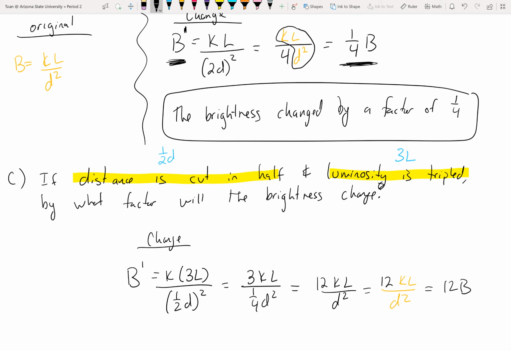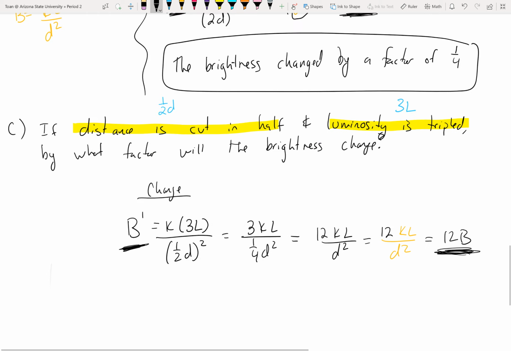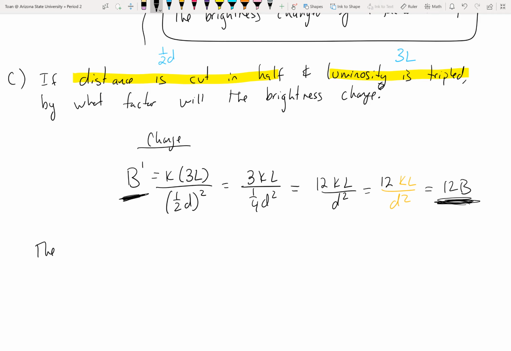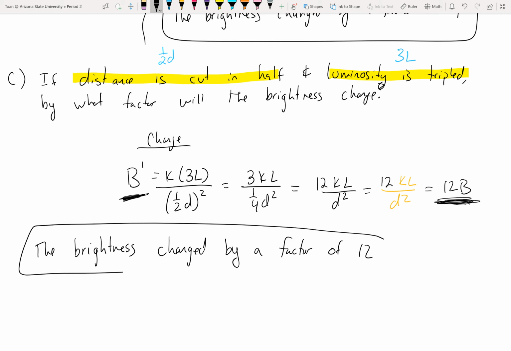So now we can answer the question. How does the new brightness compare to the old brightness once we make these changes? It is 12 times brighter. That's what it literally says. It's 12B. It's 12 times brighter. The brightness changed by a factor of 12. Don't just put 12B. If you put this as an answer, that means nothing to me. Write a quick sentence.